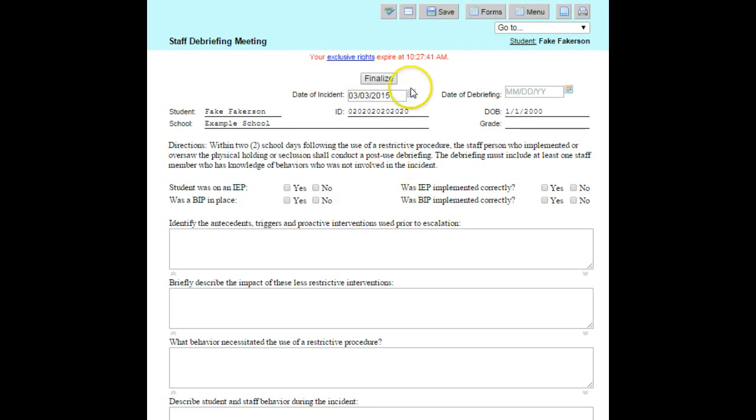First, you'll need to enter the date of the incident and the date of the debriefing meeting. The rest of the information at the top of this form should be filled out for you.